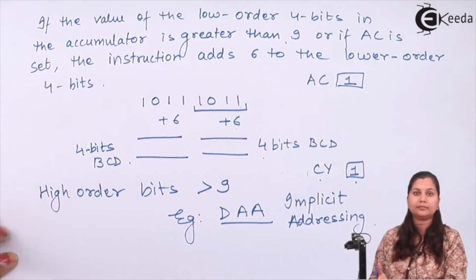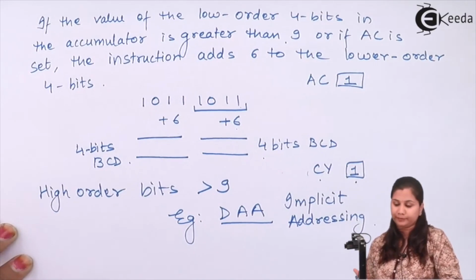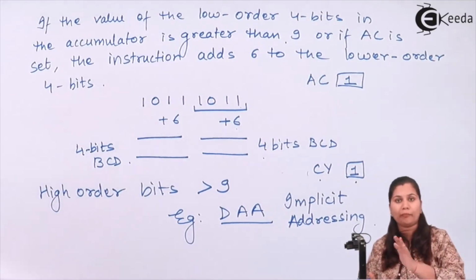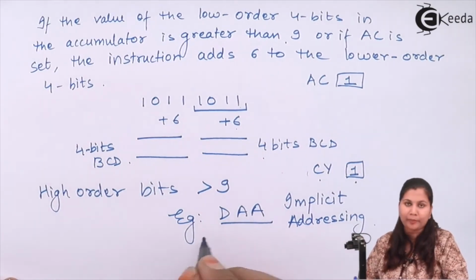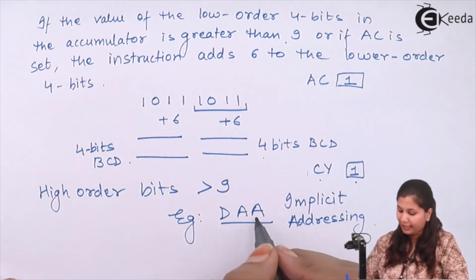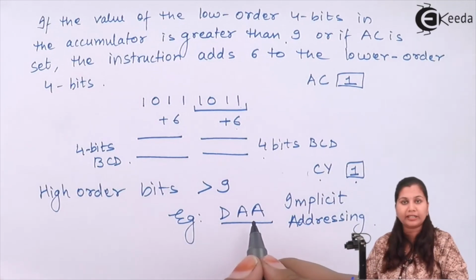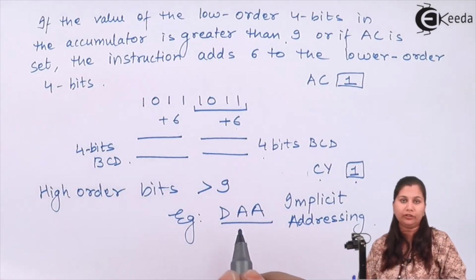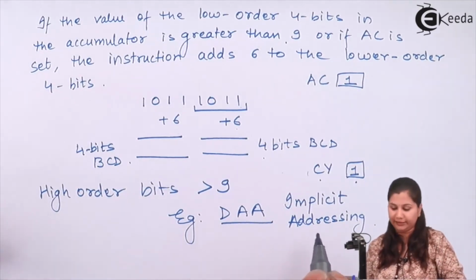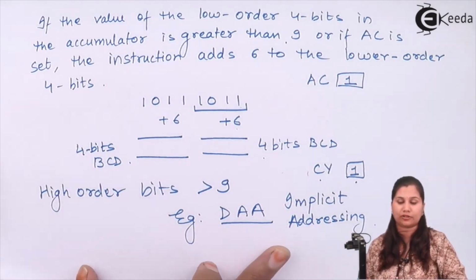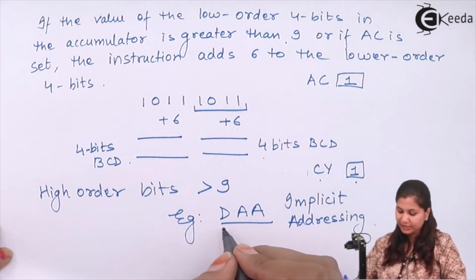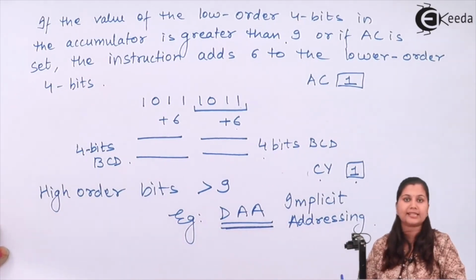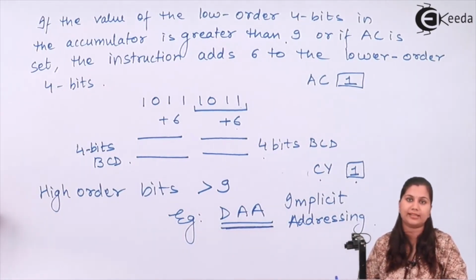Operand is the data, or it is something on which we are performing the operation. So we are here performing the operation on the accumulator, and the accumulator is specified in the instruction itself. We need not specify it externally, it is implicit in the instruction. So this type of addressing is implicit addressing. This instruction DAA is an example of implicit addressing mode.